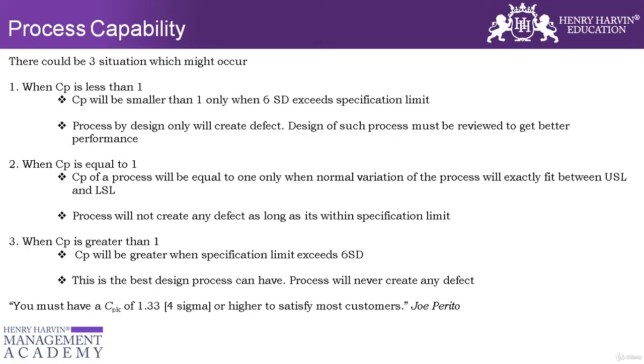Then we will improve the process. We'll redesign the process. We'll see why we are not able to have the CP at least equal to 1. We'll find the cause, and then we will resolve it and redesign, to get our process within a process capability of 1 at the very least.